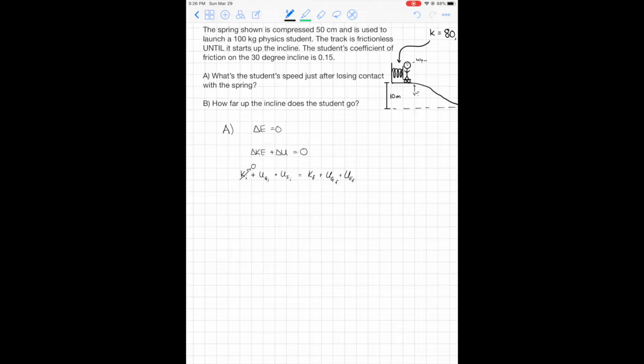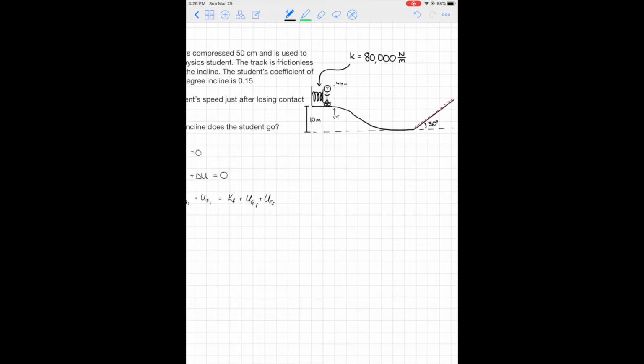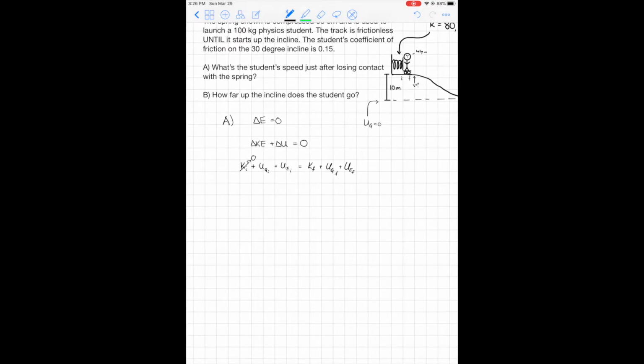Do I have any gravitational potential energy? I would say yes, right? Where do we want to put our 0 potential energy? I think it makes sense to put it right at the bottom here. UG equals 0 at the bottom level. One consideration that we need to make here is that we don't actually change height when we're thinking about our initial and final positions here, right? So UG stays the same initially and finally. They will cancel each other out.